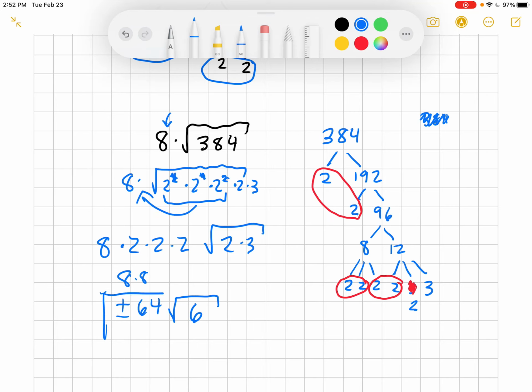We add our plus or minus, put a box around it, and there's our answer. As always, let me know if you've got questions.